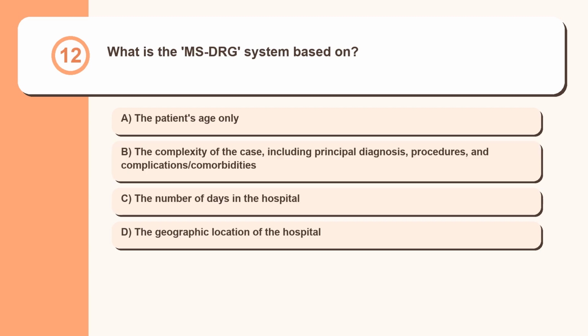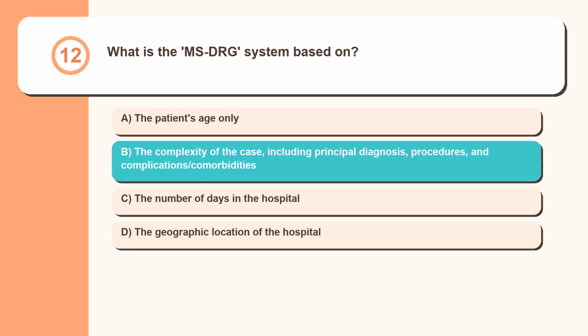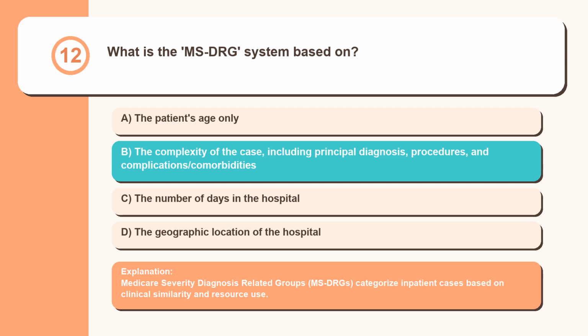Question 12. What is the MS-DRG system based on? The patient's age only, the complexity of the case including principal diagnosis, procedures, and complications/comorbidities, the number of days in the hospital, the geographic location of the hospital. Medicare Severity Diagnosis Related Groups, MS-DRGs, categorize inpatient cases based on clinical similarity and resource use.